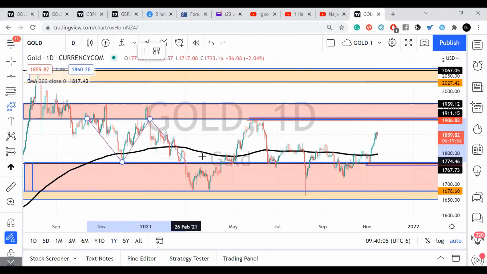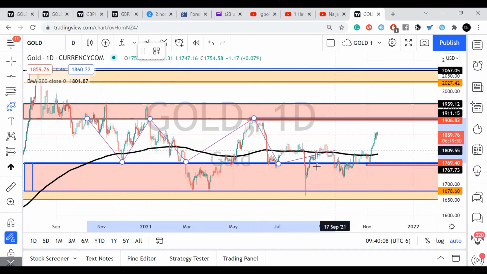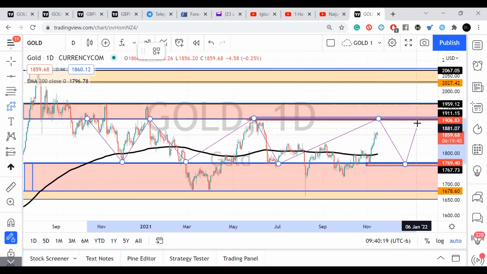This is where I'm expecting price to respect. So it plays here for a long time. Now we're having a breakout to the upside. Once it comes here, I'm shutting it down here. Then from here, it comes up again. So this is what I'm expecting from gold.